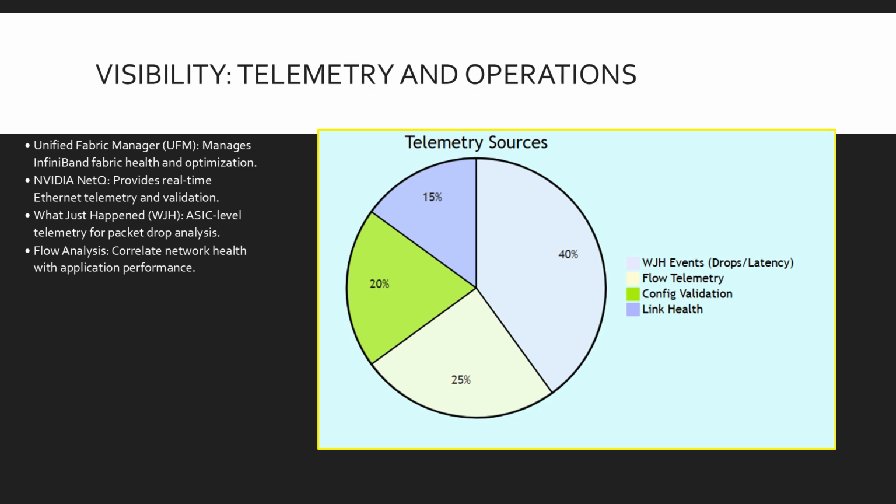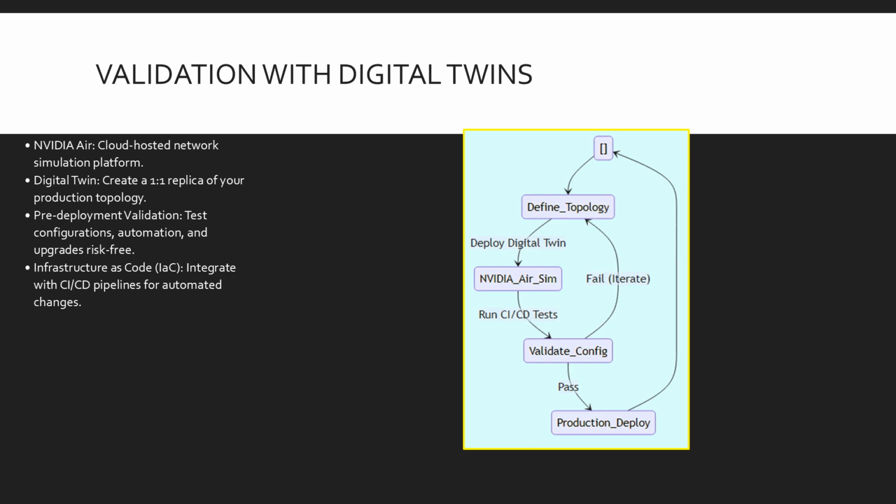This chart breaks down the critical components of AI network visibility. The largest slice, WJH events, represents 40% of the insight, focusing on drops and latency anomalies. Flow telemetry takes up 25%, helping track application performance. Config validation and link health make up the remainder. This highlights that while link status is important, understanding dynamic packet behavior via WJH is the most significant factor in troubleshooting AI networks. Finally, we ensure robustness through validation.